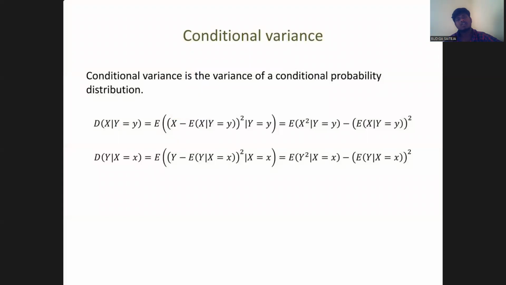Conditional variance. Conditional variance is the variance of a conditional probability distribution.